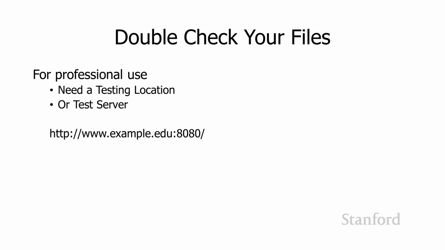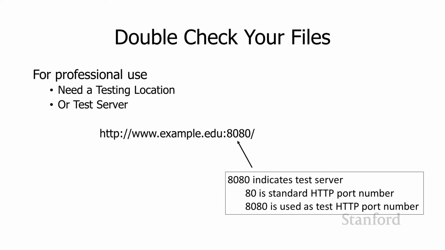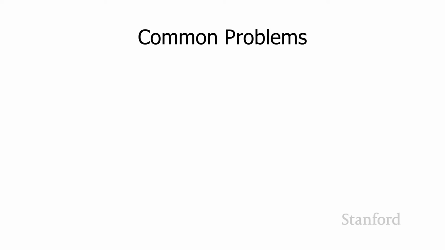CS106E students, we talked a little bit about port numbers being used to identify specific programs running on a particular computer on the internet. And the normal port number for HTTP is 80, and then 8080 is used as a test server for HTTP. Okay, what sort of problems might you run into?